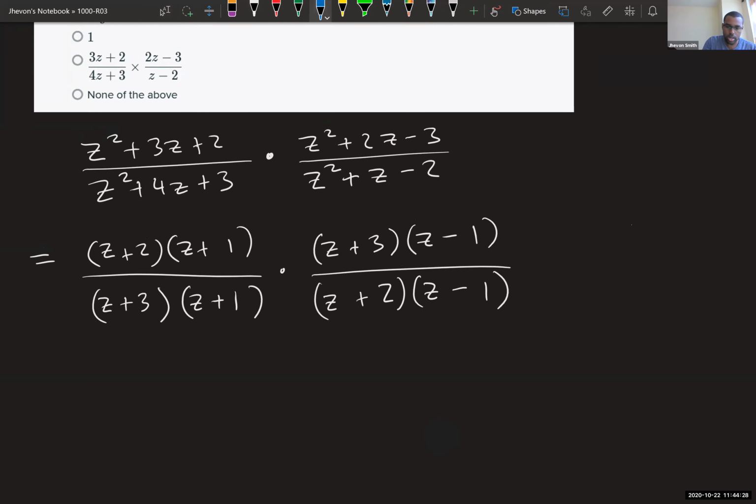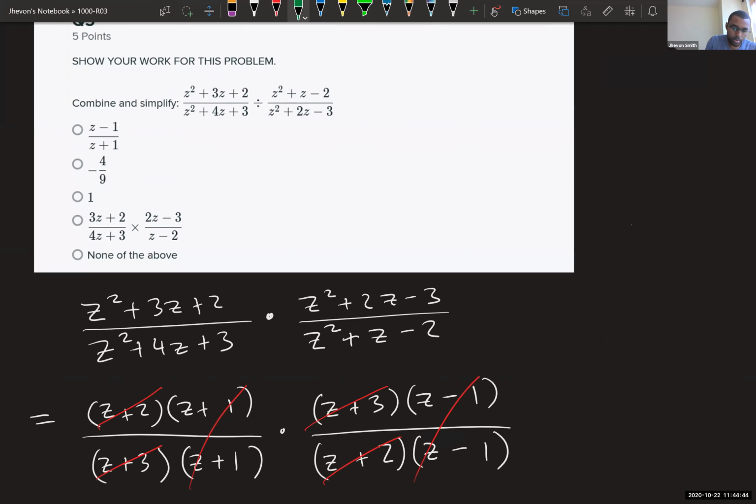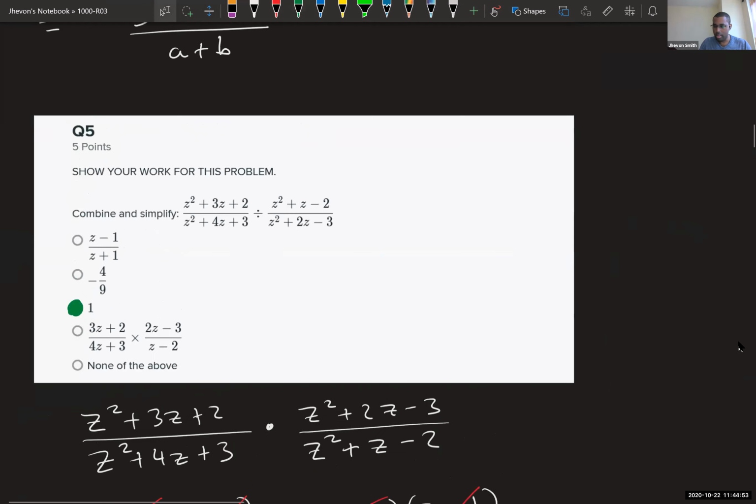Now you go through and you start canceling everyone. So the Z plus 1s cancel, Z minus 1s cancel, Z plus 3s cancel, and these guys cancel. So everyone kind of cancels. We end up with just 1. It's a very fancy way to write 1. Okay.